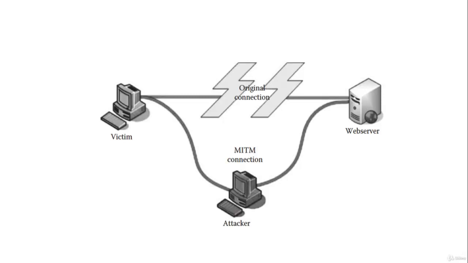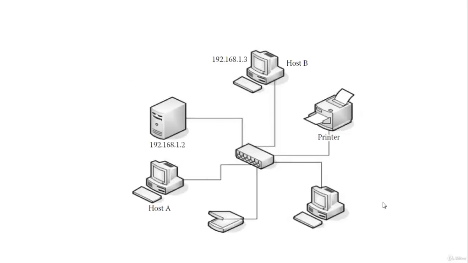ARP Protocol Basics. ARP stands for Address Resolution Protocol. It runs upon the link layer of the OSI model. Its purpose is to resolve an IP address to a MAC address. How ARP works. This figure shows how it works.